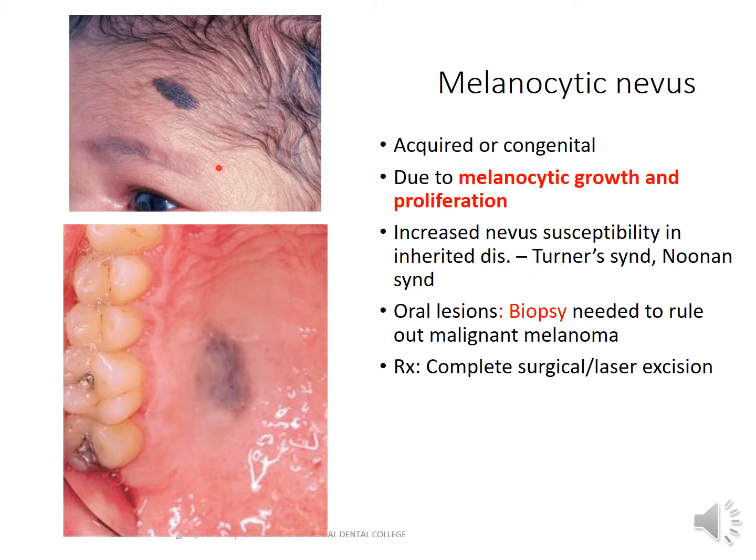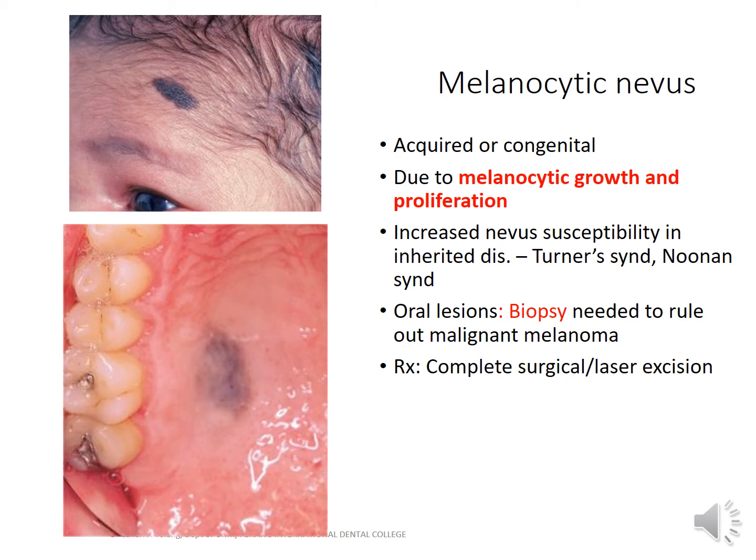Here you can see a child with a nevus on the forehead and an intraoral nevus as well. In case of oral lesions, generally a biopsy is needed to rule out malignant melanoma, especially if your nevus is about 1 centimeter in size. If on biopsy they turn out to be benign, then a complete laser excision or surgical removal can be recommended.